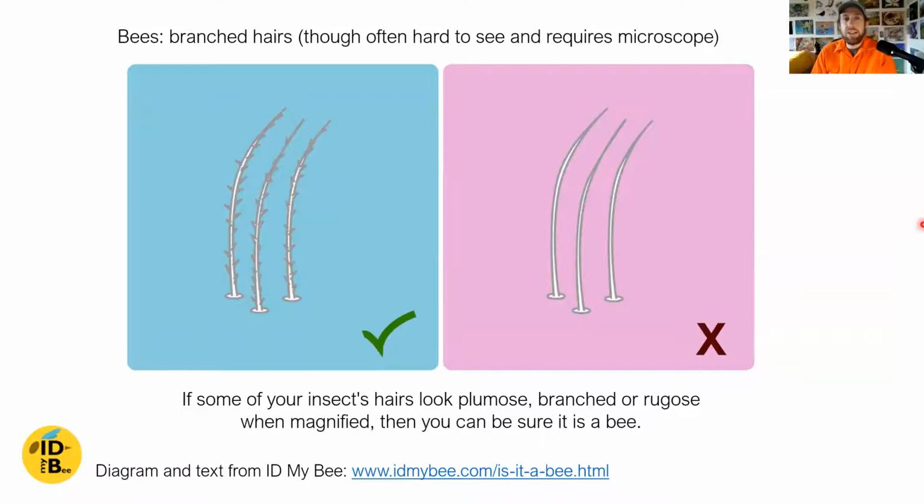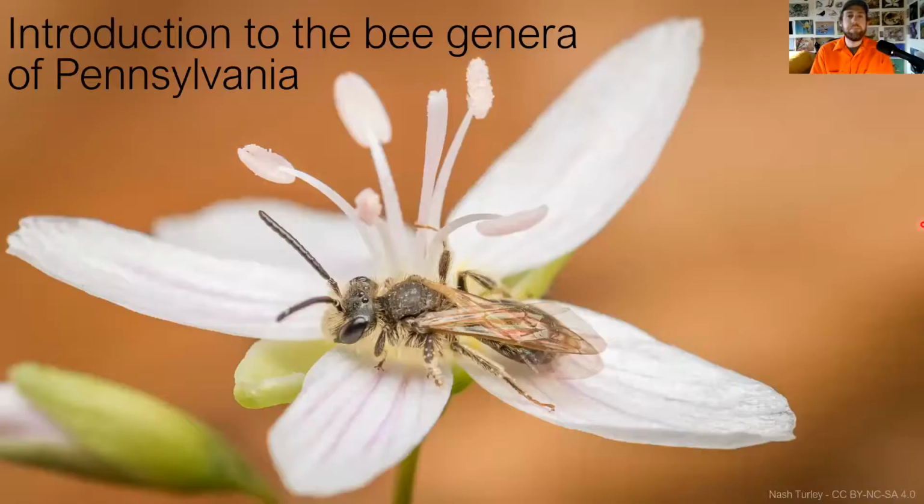And then finally, the branched hairs. That's super definitive if you can see it. So if you see the branched hairs, you know it's a bee. If you don't see them, well, they can be really hard to see, and it's harder to be sure. So it's more like a positive affirmation if you see it. If you don't see it, not sure. Okay, so we've gone over a bunch of traits of bees.